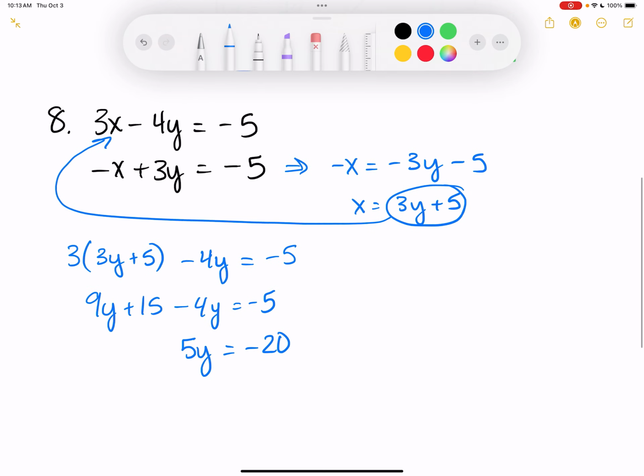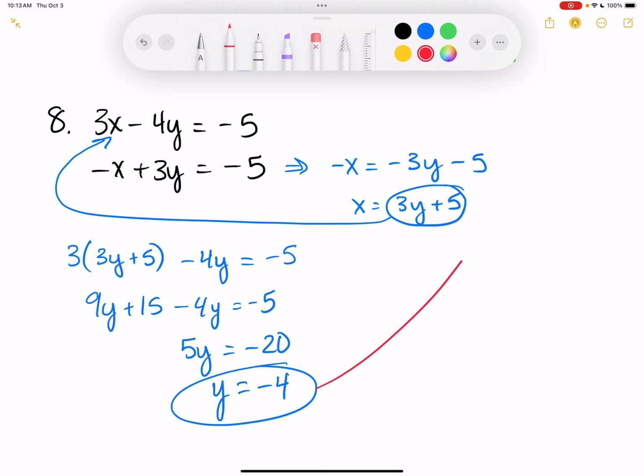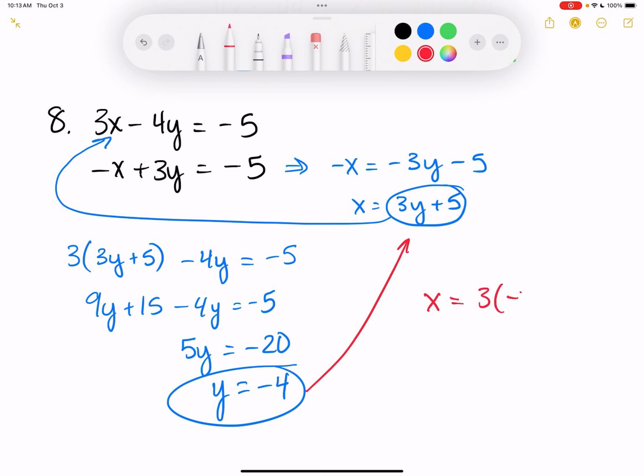5y equals negative 20, so y equals negative 4. Now I take this, come back, and plug it in for y in that first equation. It's going right here. Okay, anyways. So x equals 3 times negative 4 plus 5. So x equals negative 7. So the answer is negative 7, negative 4.